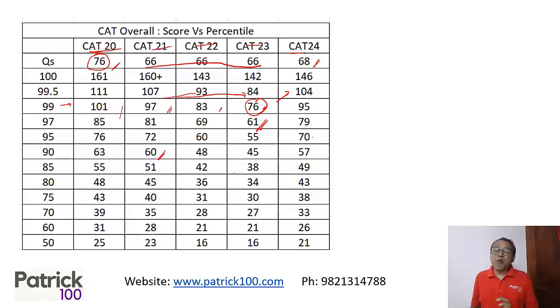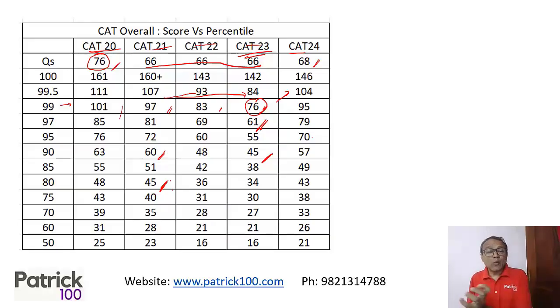Second, when you write a mock, if you find the paper extremely tough, and you look at the overall paper pattern and what your scores are, then look at the scores of CAT 23 and analyze your mock. So maybe if you got 45, you know you got around 90 percentile. But if the paper is easy and you scored 45 marks, then you're somewhere around 80 percentile. So based on how the paper is, you can classify based on these scores.